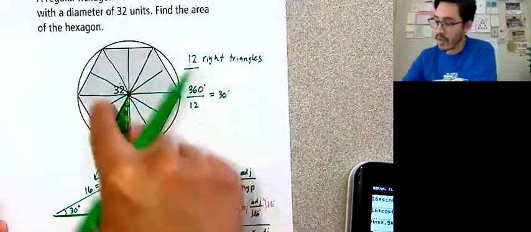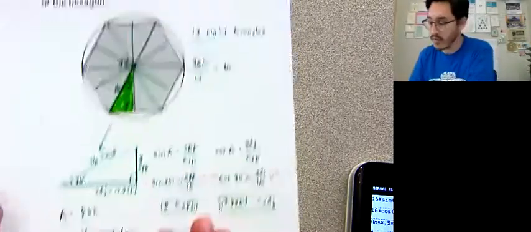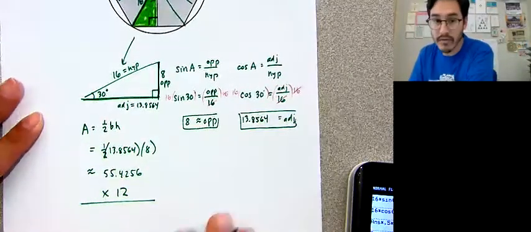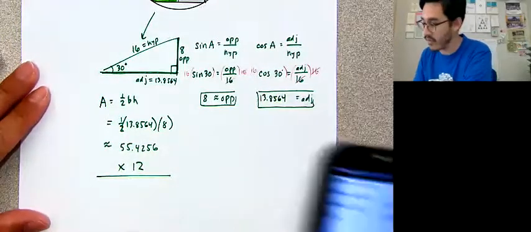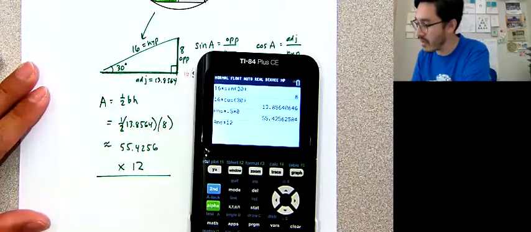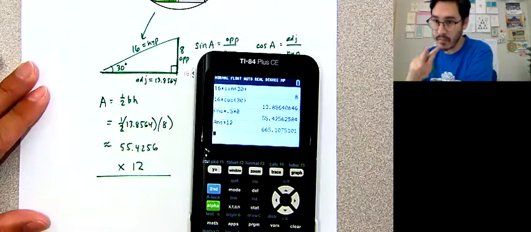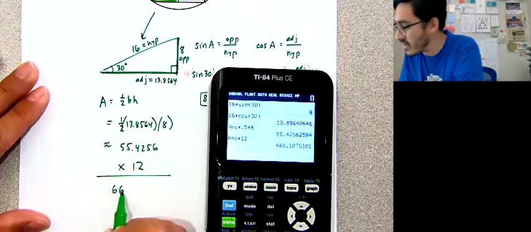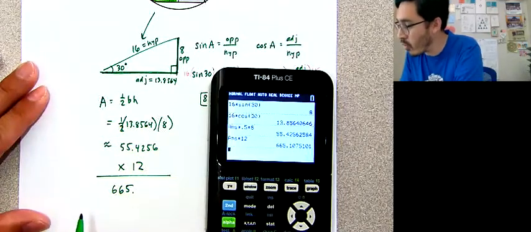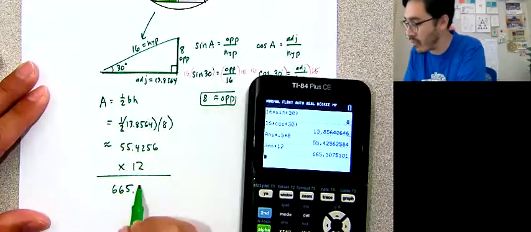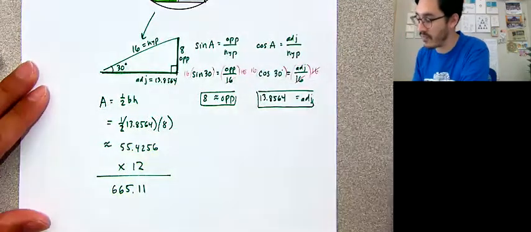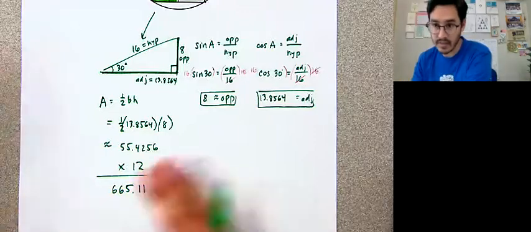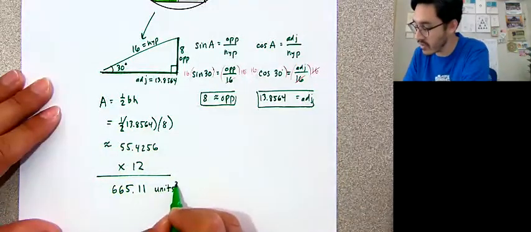Because the polygon is made up of 12 of these right triangles, we're going to multiply that by 12 to get the final answer. So times 12. And now since this is my final answer, I'm going to round just 2 decimal places. Calculator says 665.107, so we'll round that to 0.11. And since this area has 2 dimensions, it's units squared.